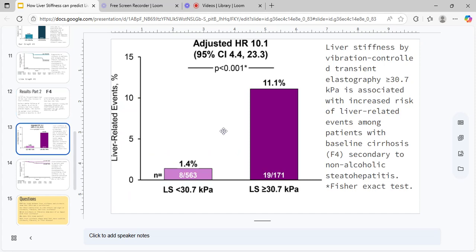So, all right, for this next bar graph, this is just like the one that we had for fibrosis, showing 1.4% when you had a greater than 30.7 kPa versus the 11.1% that you have when you have less than or equal to 30.7 kPa. And just to read off what the graph entails: liver stiffness by vibration-controlled transient elastography less than or equal to 30.7 kPa is associated with increased risk of liver-related events among patients with baseline cirrhosis F4 secondary to non-alcoholic steatohepatitis, or NASH. And again, Fisher's exact test was used with P less than 0.001.